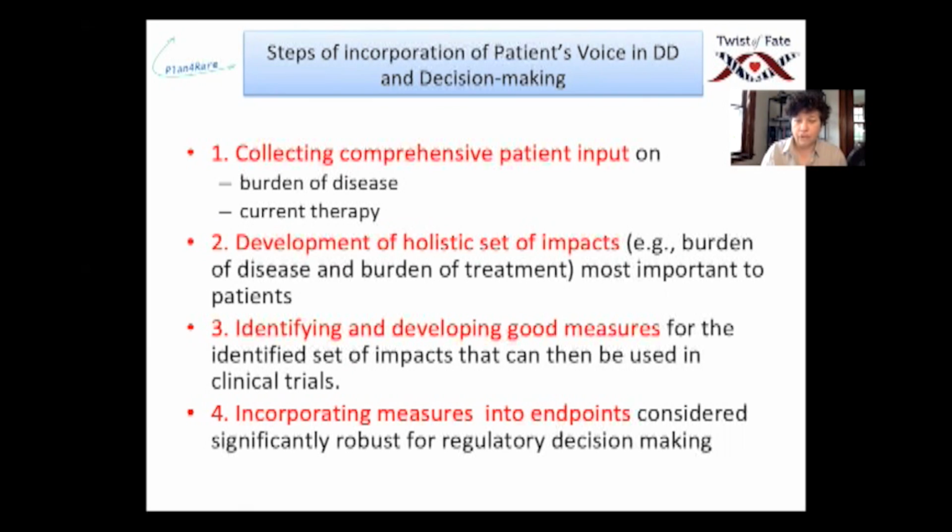We are going to incorporate the measures into endpoints, to determine really when we can say that a drug is effective or not.